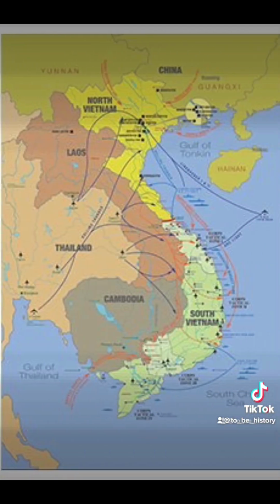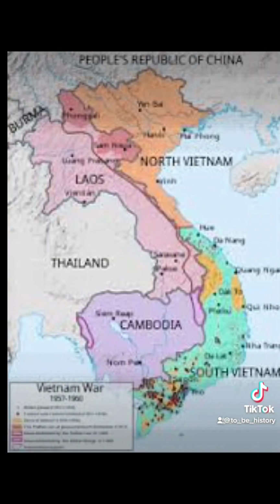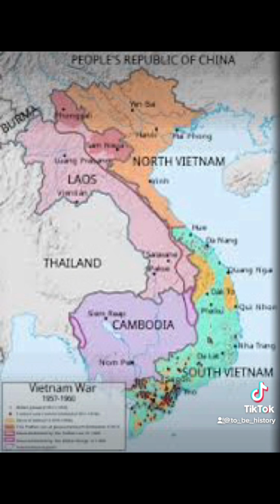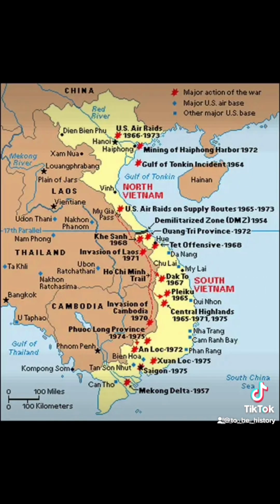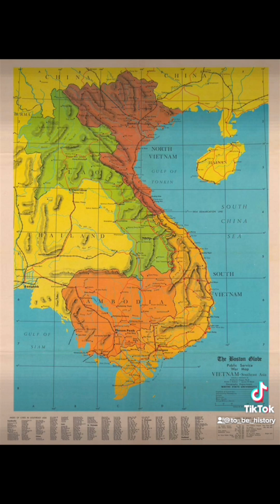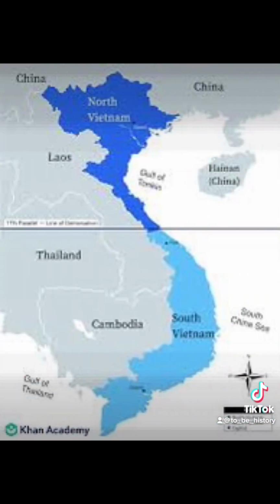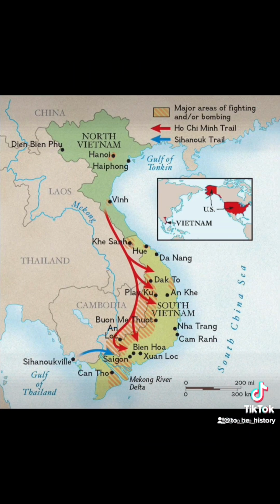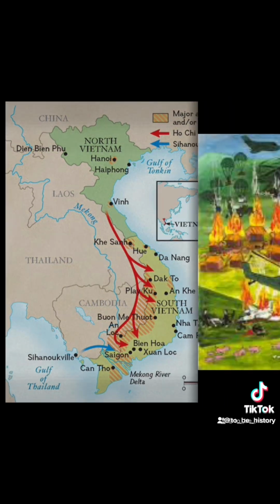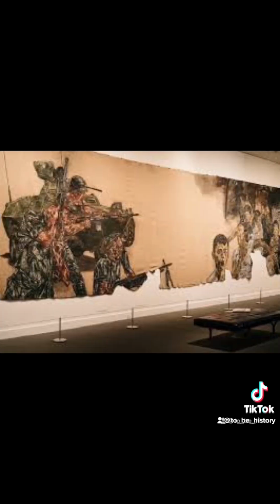Number 10. The U.S. military extensively used the herbicide Agent Orange to defoliate the jungles, causing long-lasting environmental and health consequences. Number 11. The Kent State shooting occurred on May 4, 1970, when National Guard troops killed 4 student protesters during a demonstration against the war. Number 12. The Pentagon Papers, leaked by Daniel Ellsberg, were published by the New York Times on June 13, 1971, revealing the U.S. government's secret history and decision-making process related to the war.